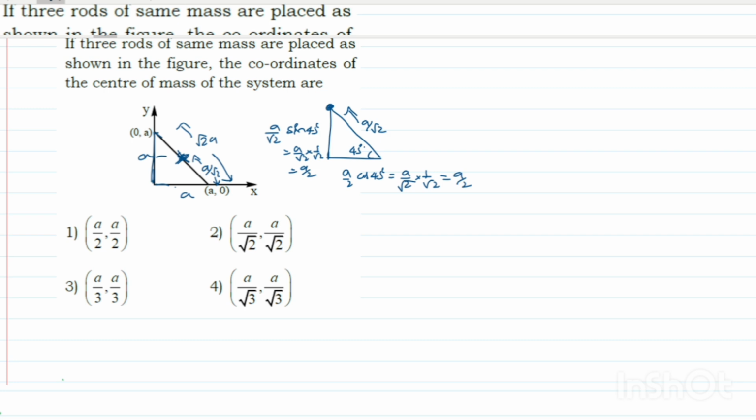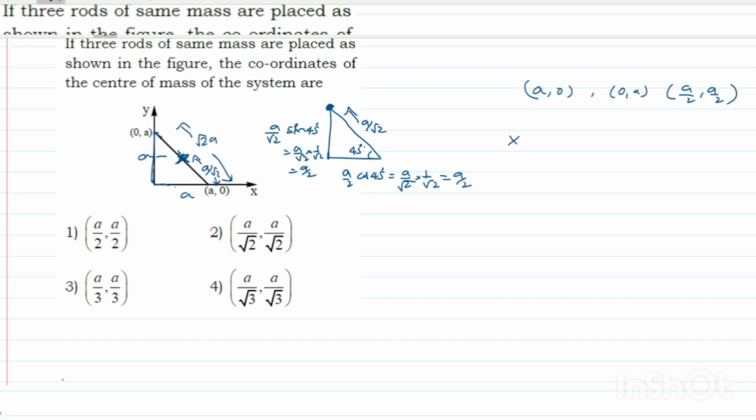So now let us take the coordinates. The first mass coordinates we take as a comma 0, the second mass coordinates as 0 comma a, and the third mass coordinates as a by 2 comma a by 2.